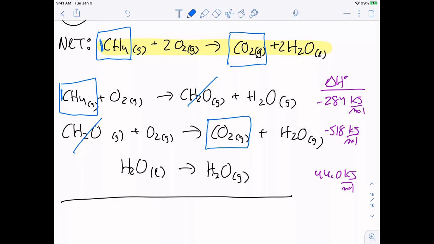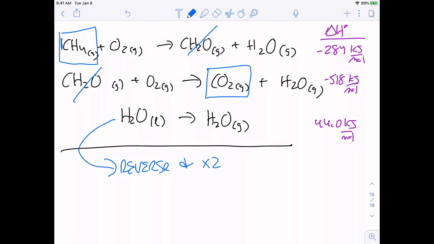This last one, however, what I need to do is I'm going to reverse it, and I'm going to multiply it by 2. So I'm going to reverse and multiply it by 2. So when I do that, I'm actually going to have 2 water gases on my reactant side, right? I'm switching the reactants to the products, and then I'm going to have 2 water liquid on my product side, right? I reversed it, so reactants are products and products are reactants, and then I multiplied it by 2, so I have 2 moles in front of it.